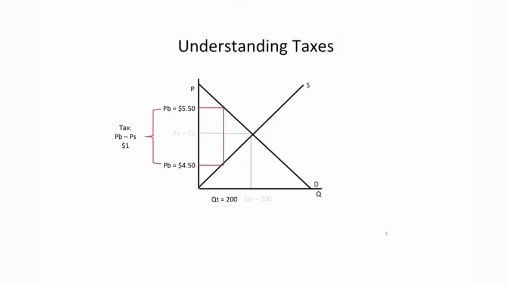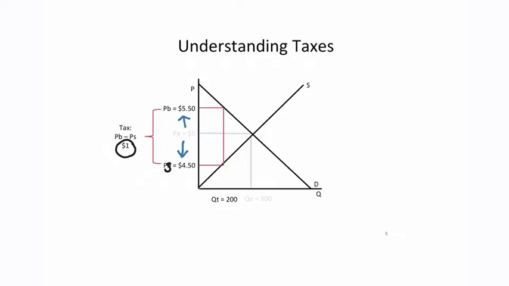Now, once the government imposes the tax, you can see that the price for the buyer increases by 50 cents to $5.50, and the price received by the sellers falls to $4.50. So the difference between the price for the buyer and the price for the seller is going to be $1, or the size of the tax. Now here we're assuming that there's an equal sharing of the tax burden. For the buyers, the price rises by 50 cents. For the sellers, the price falls by 50 cents. We see that the quantity falls to 200.